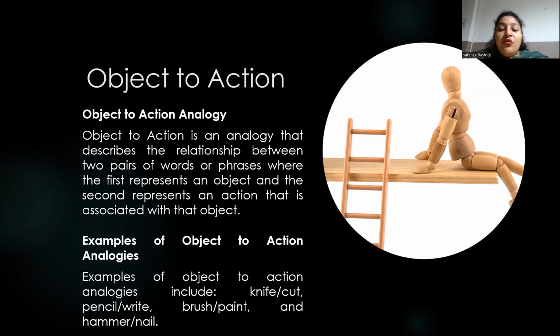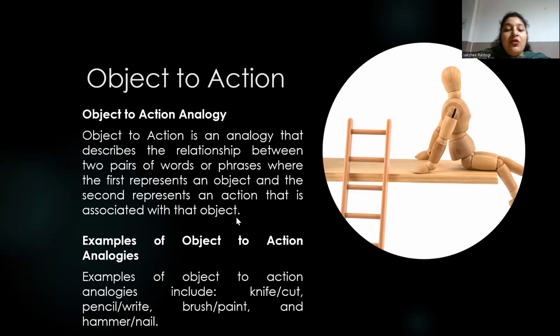Flower is to plant and tree is to prune. Phone is to call and email is to send. Map is to navigate and compass is to orient. So in each example, the object, brush, needle, ball, etc., is related to the action that is typically performed with that object: paint, sew, throw, etc. So these analogies can help you develop your critical thinking skills, improve your vocabulary, and better understand the relationship between objects and actions.